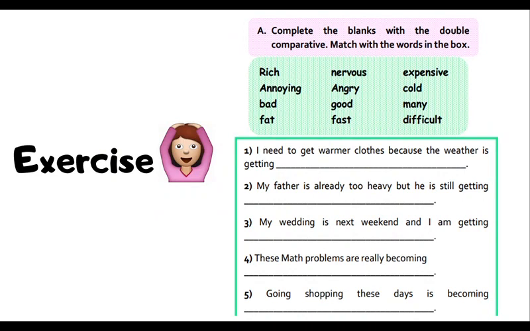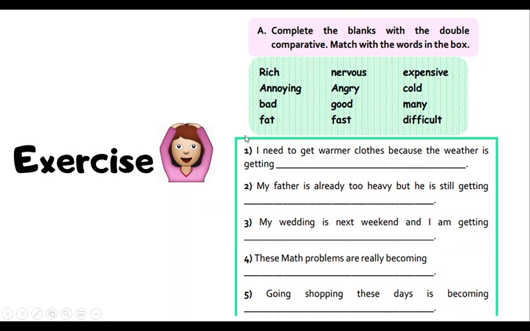Now take a look at your task and your worksheet and take a look at exercise A. I will guide you, but I will only give you five numbers, and you have to do the rest by yourself, okay? In exercise A, you have to complete the blanks with the double comparative, matching with the words in the box. So here, you already have the answer in the box. You only have to read the sentences, match them with the answer in the box, and done. It's easy, I believe.